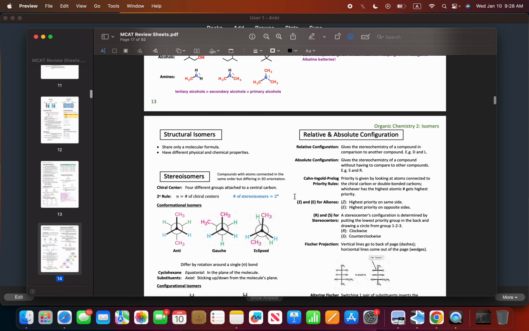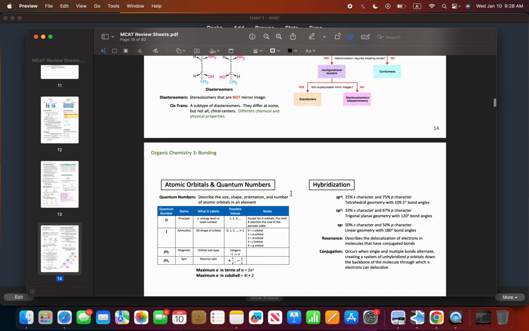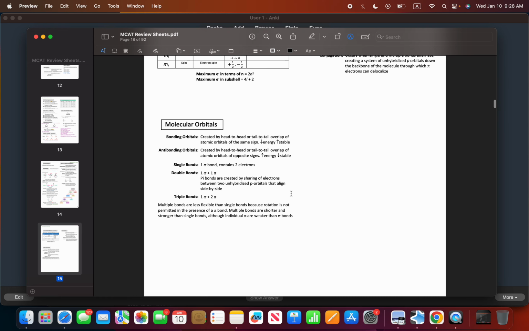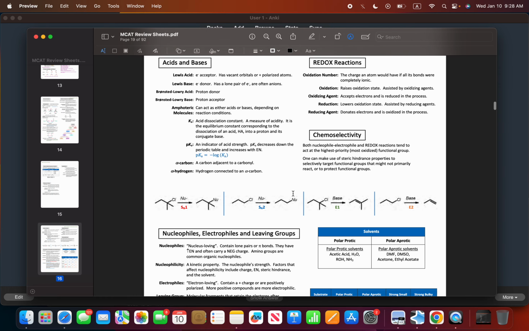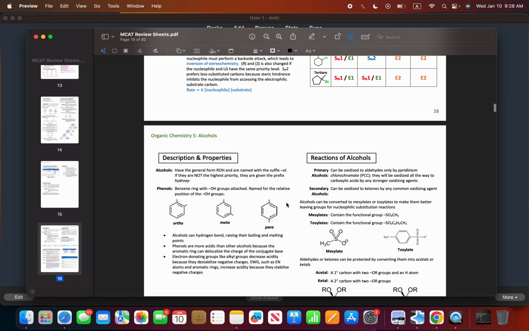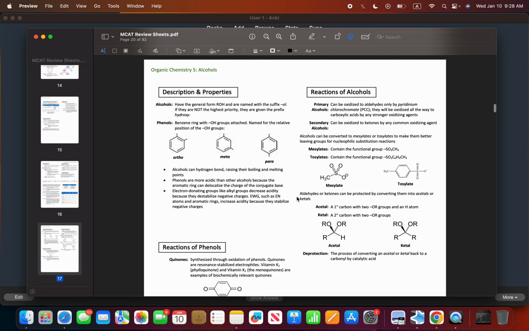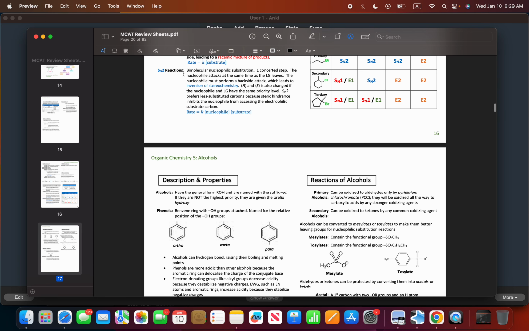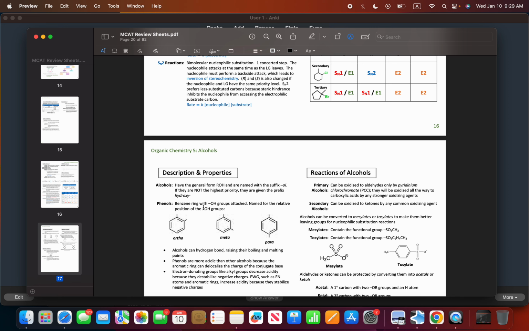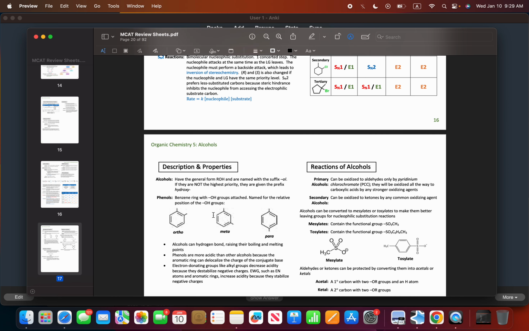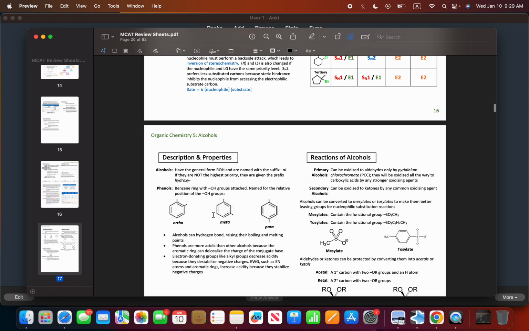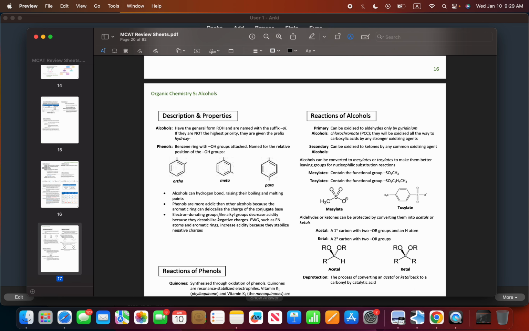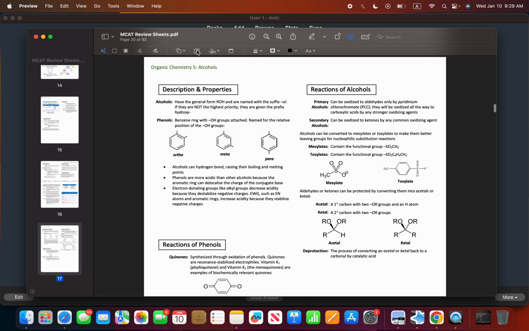Where do we have the benzene stuff? Yeah, organic chemistry is my arch nemesis, to be honest. But I'm gonna crush it.